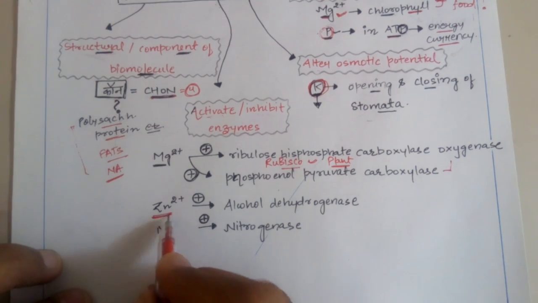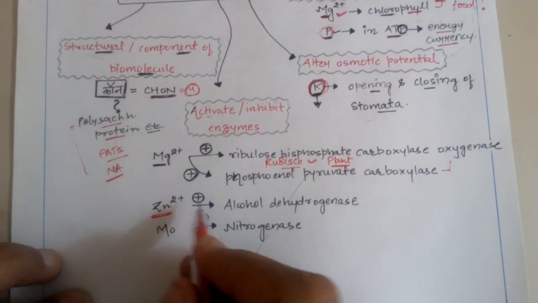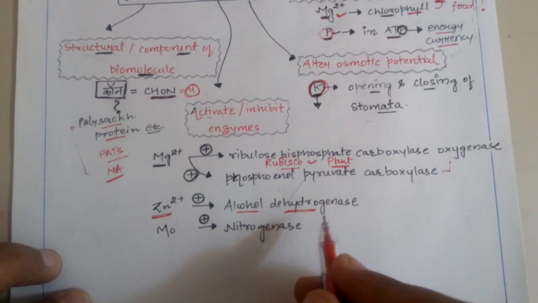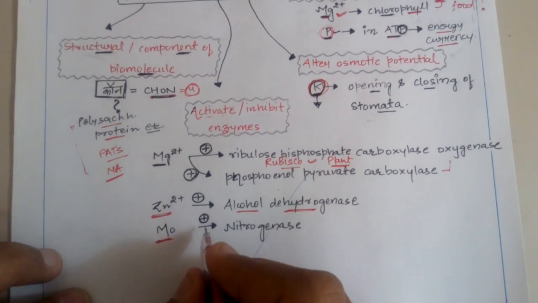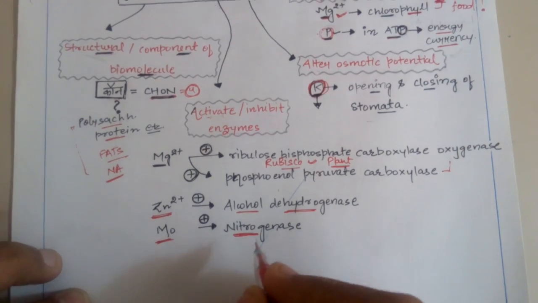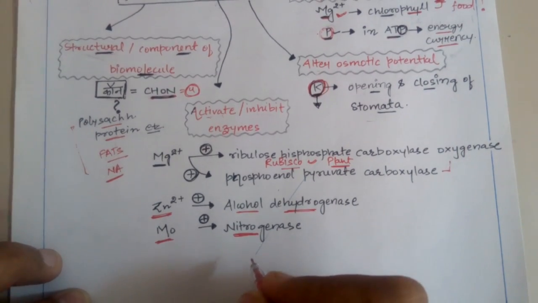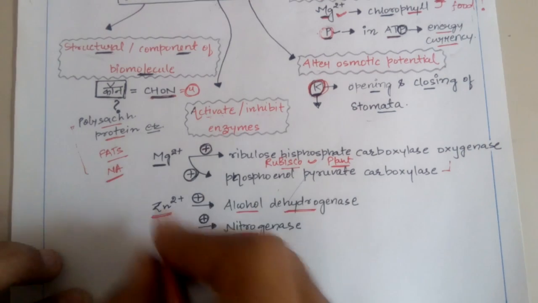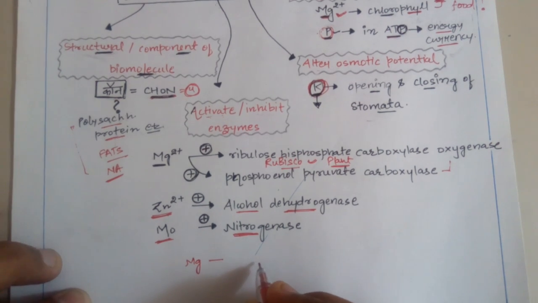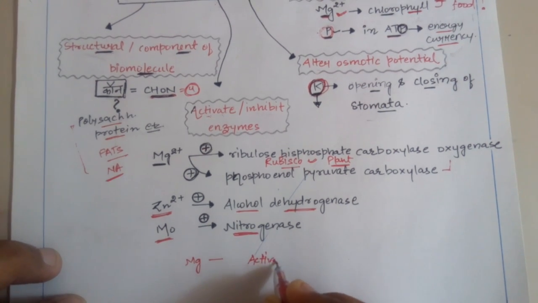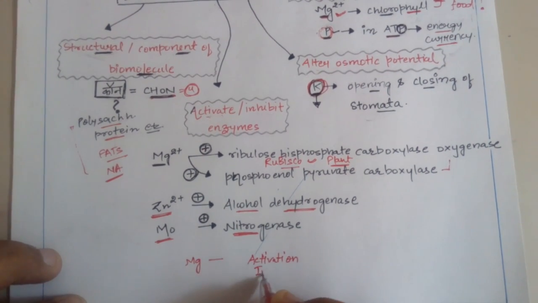After that, there is another element, that is zinc, which activates alcohol dehydrogenase. And last but not least, molybdenum, which acts on the nitrogenase enzyme. So this is a very important topic, because you could be asked a question where this is the element and you have to match it with the correct enzyme on which it is acting, or the reaction it is giving, like activation or inhibition. So you have to remember that.